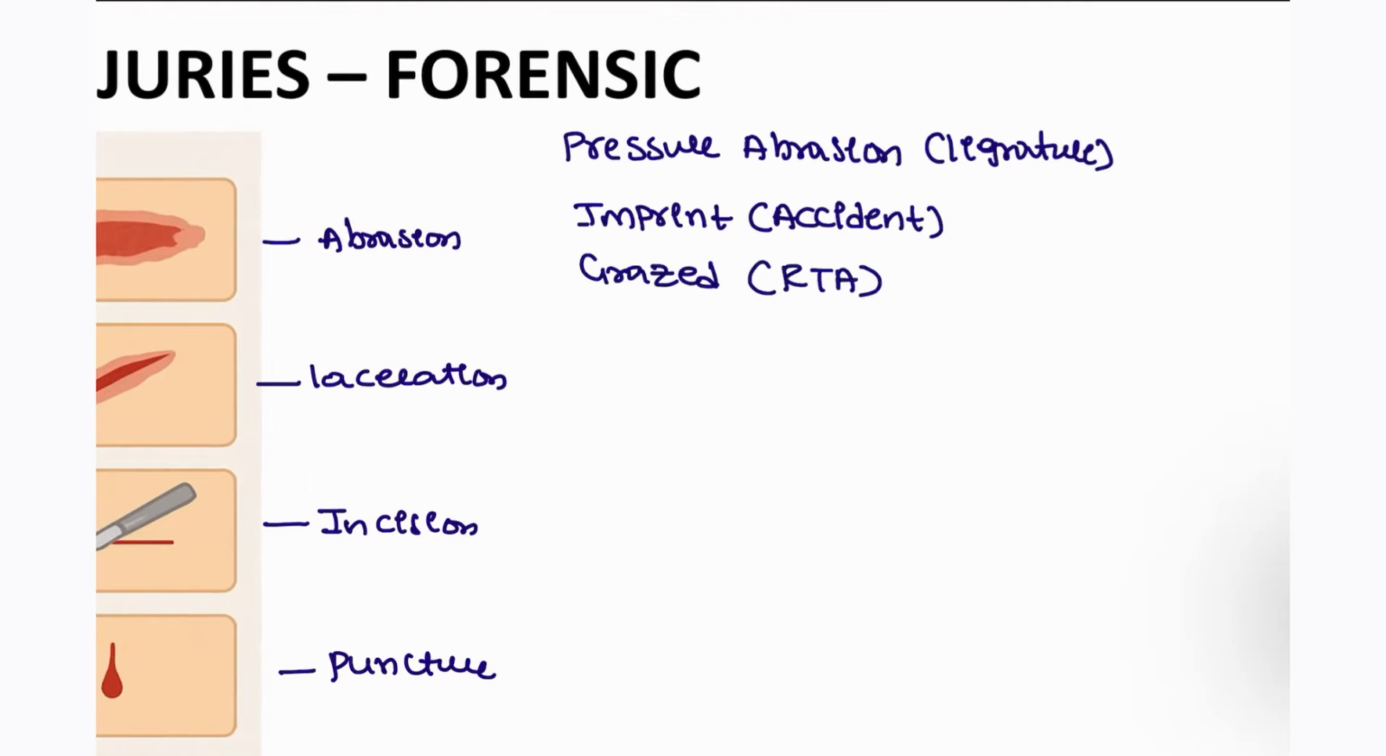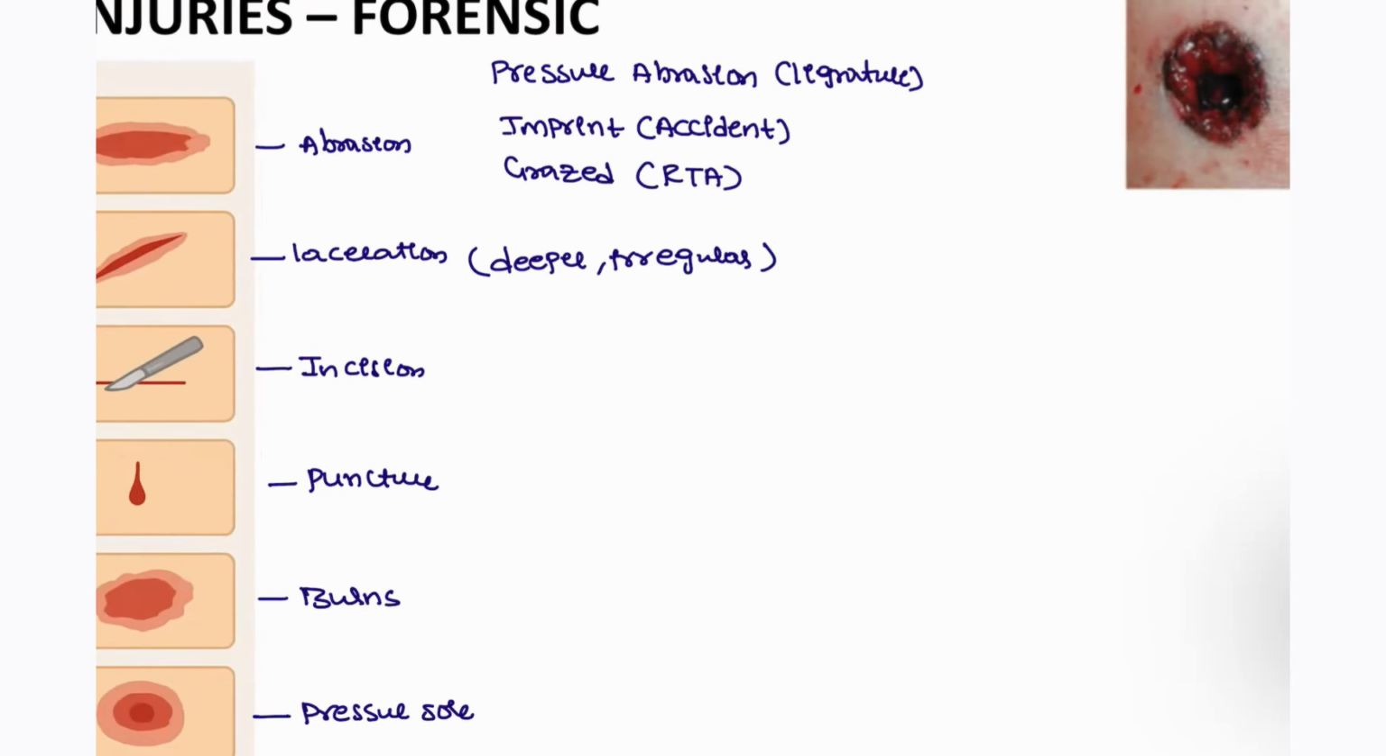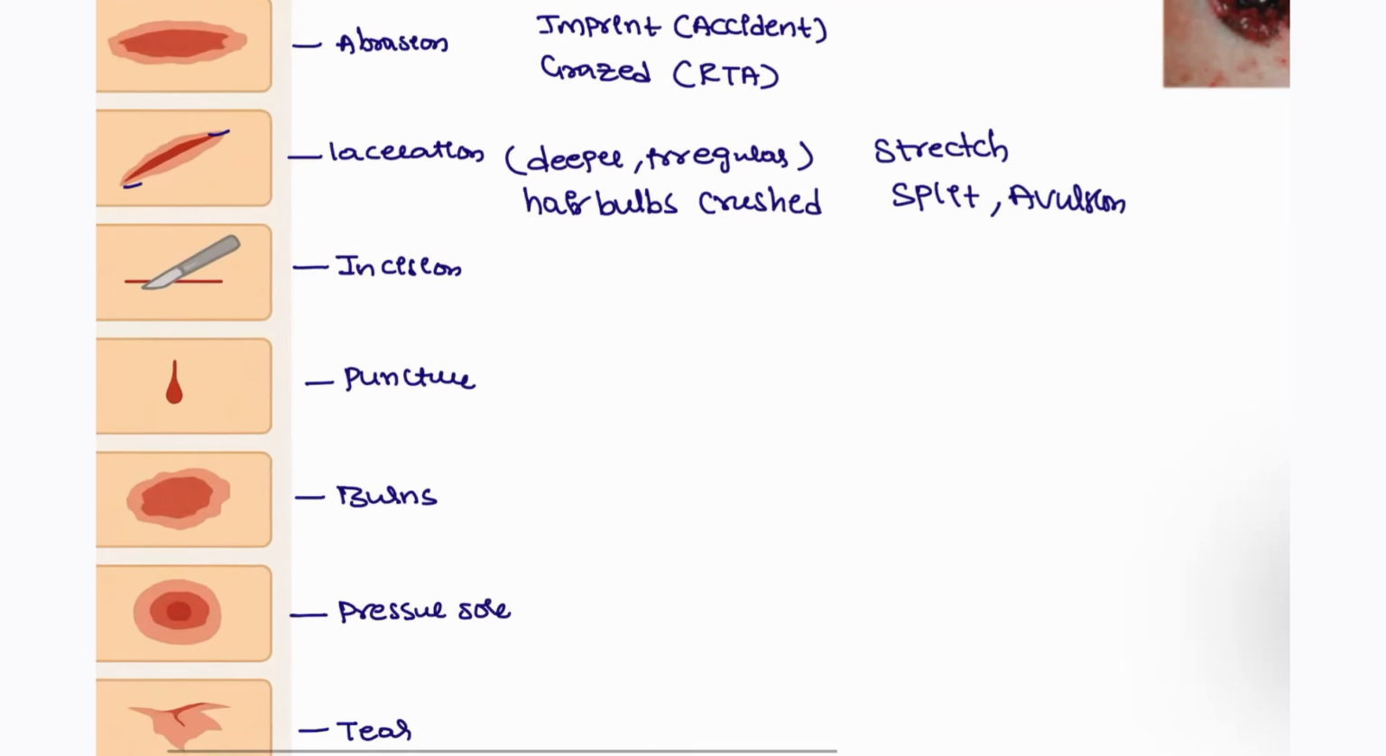Okay, next, moving on to the laceration. A laceration can be deeper and the margins will be irregular. You will see irregular endings in the laceration, and at the same time the hair bulbs will be crushed. Skin, hair bulbs, and vessels are also crushed. The types are stretch laceration, split laceration, and avulsion injuries. Next, incision.